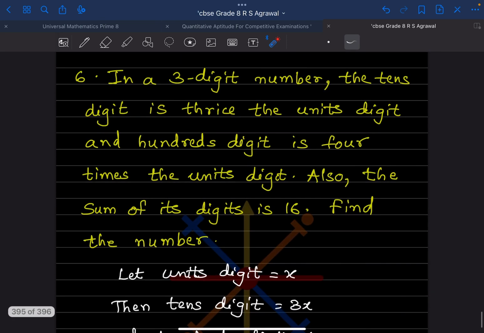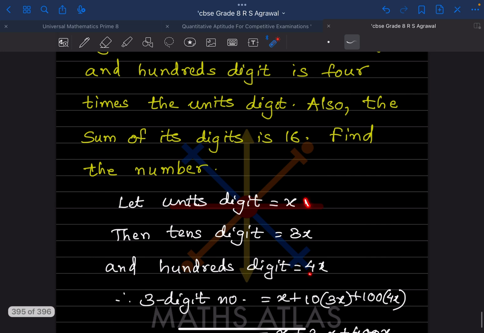Now the next one: in a 3-digit number, the tens digit is thrice the unit digit and the hundreds digit is 4 times the unit digit. Also the sum of its digits is 16. Find the number. So now look here. We are going to consider the unit digit as x. What did they say about the tens? Thrice the unit, so 3 into x, that is going to be 3x. And the hundreds is equal to 4 times the unit, so 4 into this x. Hope this is clear.